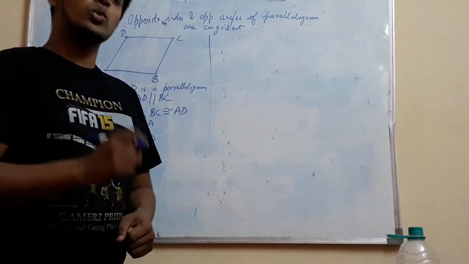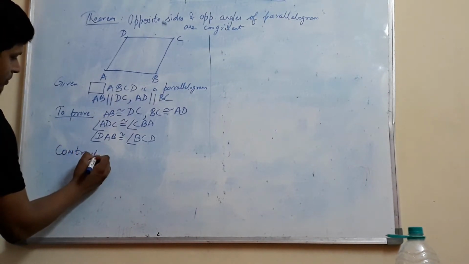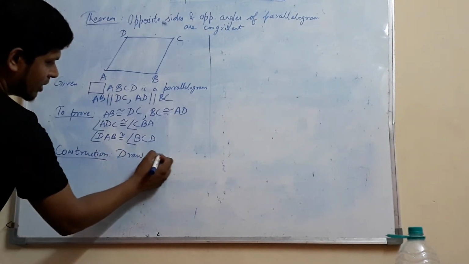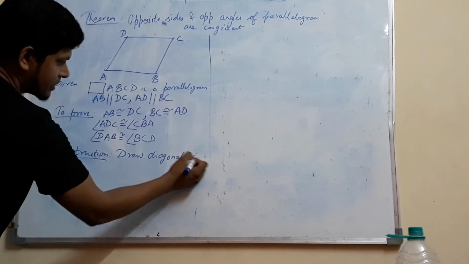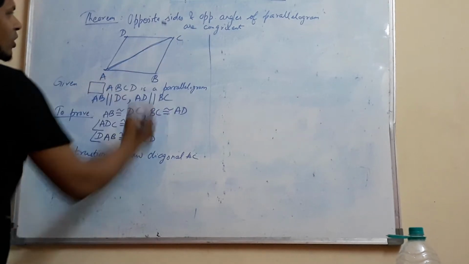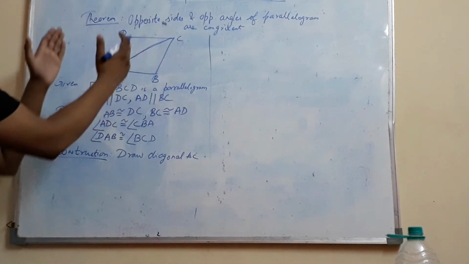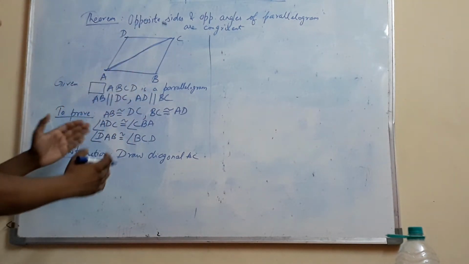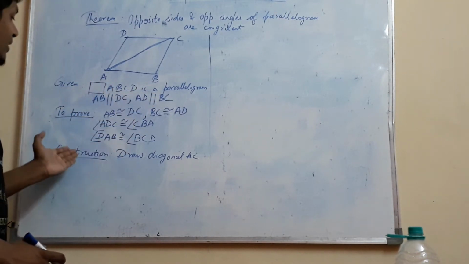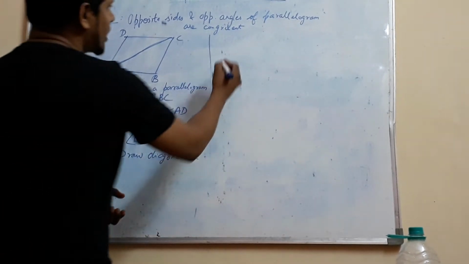So for doing that, we need to do a construction, and let us see what is the construction. The construction is as follows. We will draw diagonal AC. So here we will join A and C. So this is the diagonal for the parallelogram. Okay. So what we have done, we have written the theorem, we have drawn the diagram, and we have written the given information, and then we have written what we need to prove, and then we have taken a construction which is required to prove the theorem. So let us start with the proof.